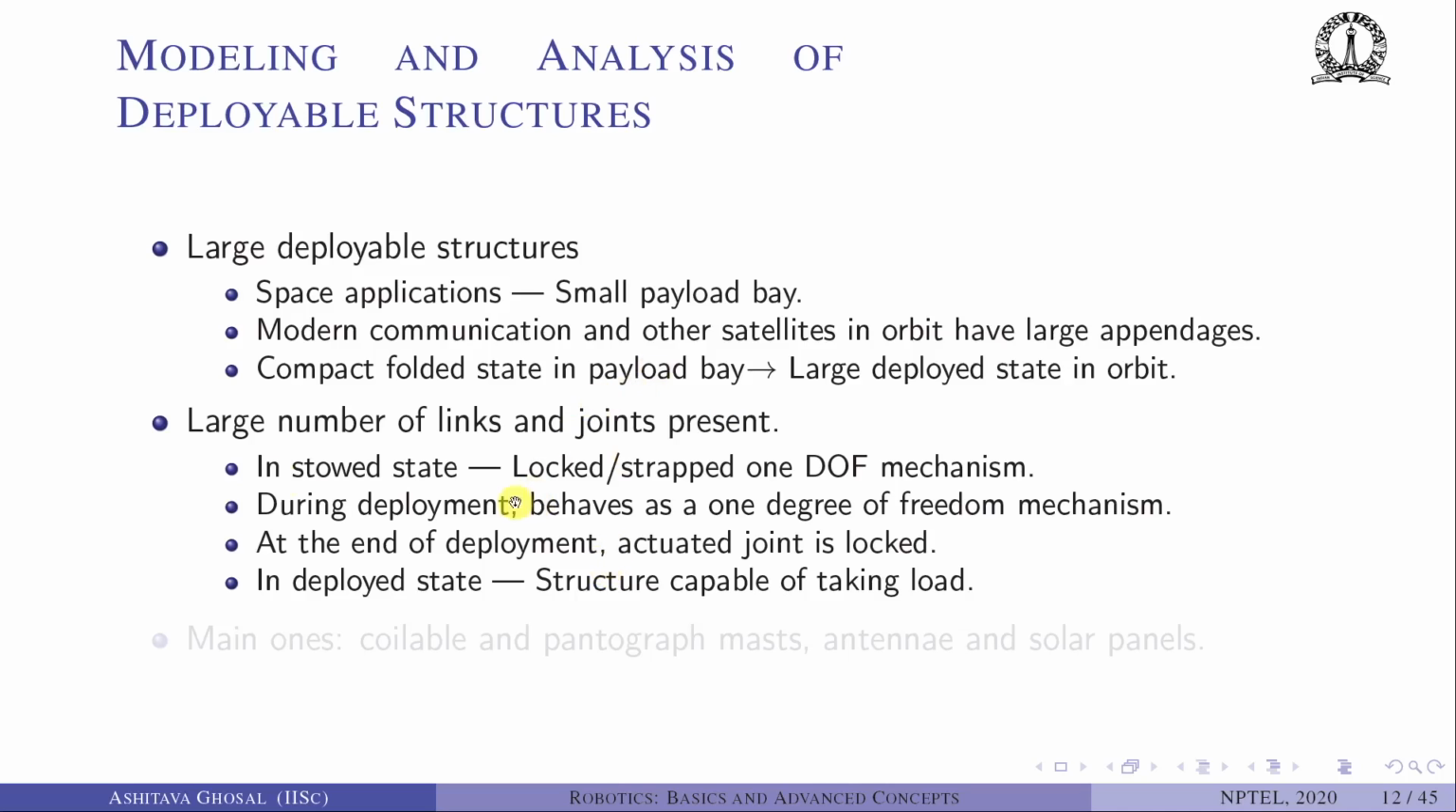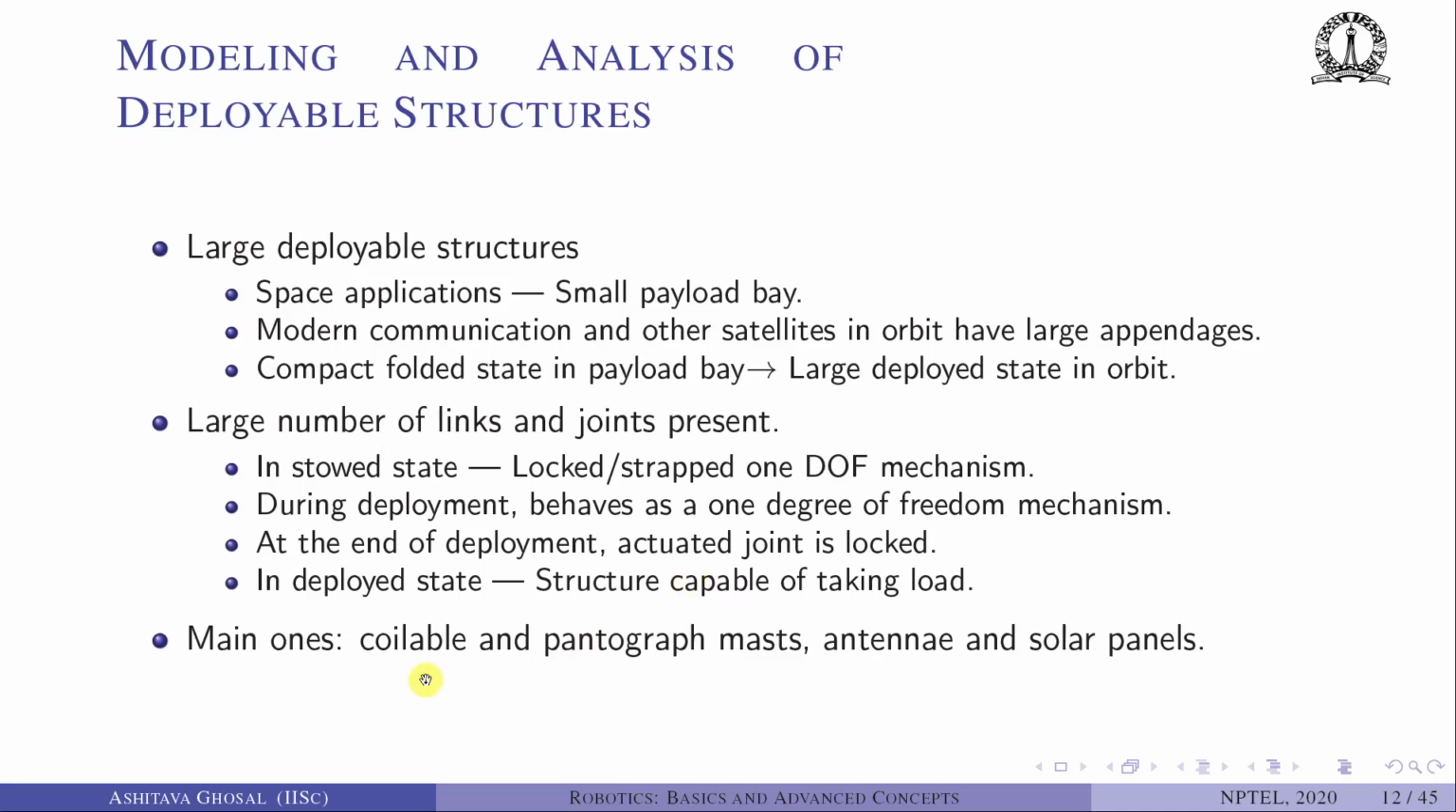Most of these structures or appendages have a large number of links and joints. In stored state, it is locked, strapped, and has 1 degree of freedom or less. During deployment, it behaves as a 1 degree of freedom mechanism because you need to deploy it and make it bigger. At the end of the deployment, the actuated joint is locked. So whether there is a motor or something else, it will become locked. And hence, even before it was a structure, because the degrees of freedom was less than 1, but once it is deployed, it becomes a structure capable of taking load.